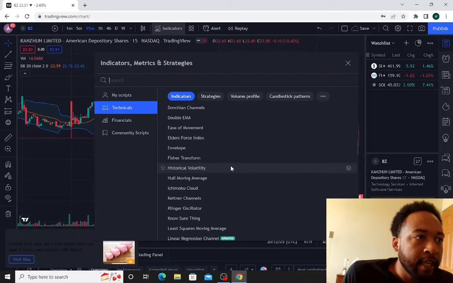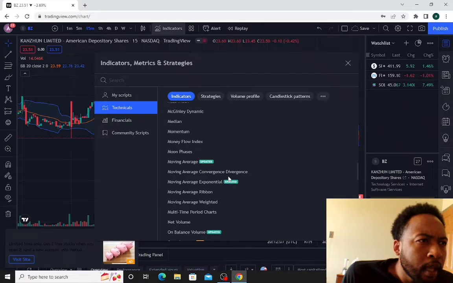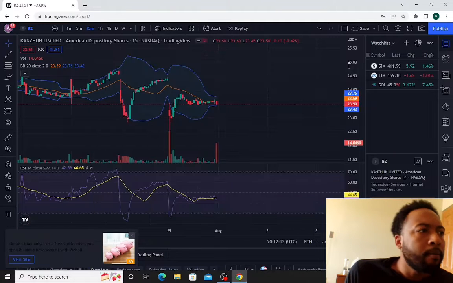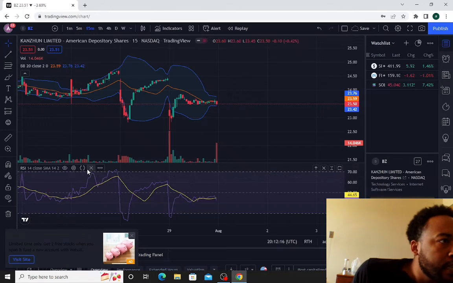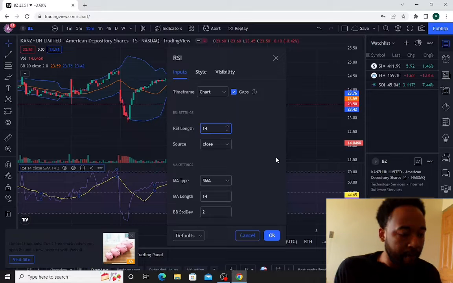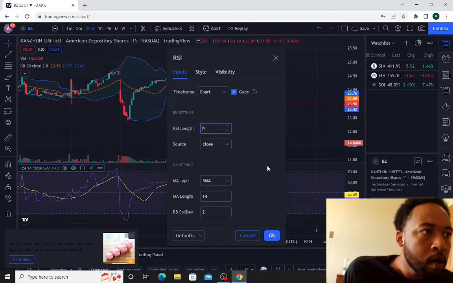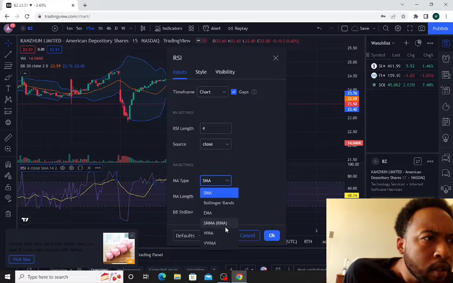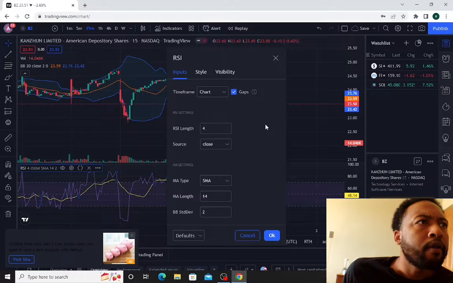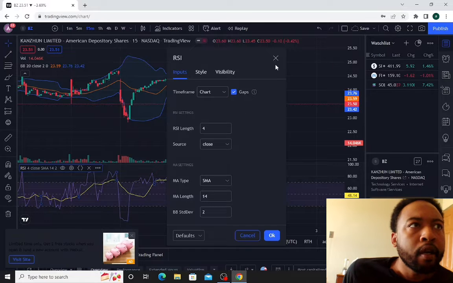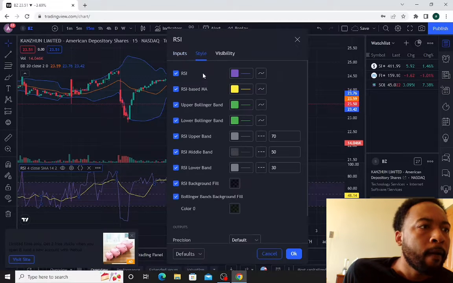Then you want to go and get the RSI right here. Boop. And we're going to change the settings on the RSI. We're going to change the period to 4. We're going to remove this right here. Probably gotta remove it right there. Okay.